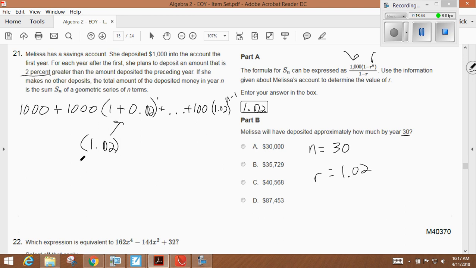I added 1 plus 0.02. That's what this arrow means right here. Oh, okay.